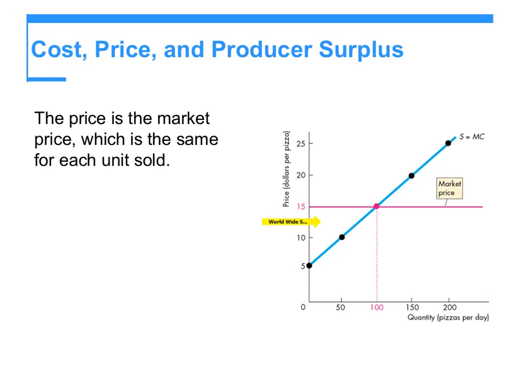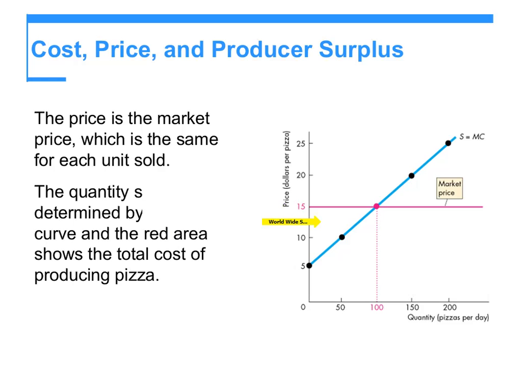So the price is the market price, which is the same for each unit sold. The quantity sold is determined by the supply curve, and the red area shows the total cost of producing. That is very simple. If the price is 0 or the price is 5, you don't even produce. The price goes to 50.